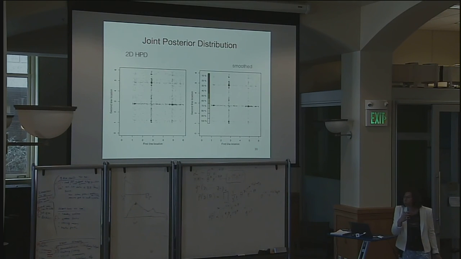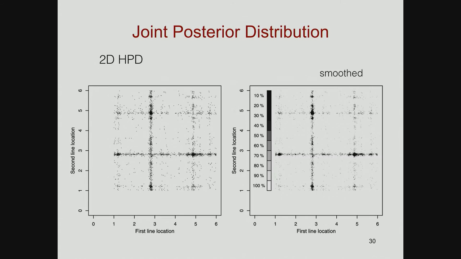You can also look at the joint posterior distribution. So this is a two-dimensional one. If you have two lines instead of one, and we looked at the posterior distributions for the locations of the two lines, it could look like this, which was in our example. There was the dotted line and then a little smoothed one where you start seeing bumps.